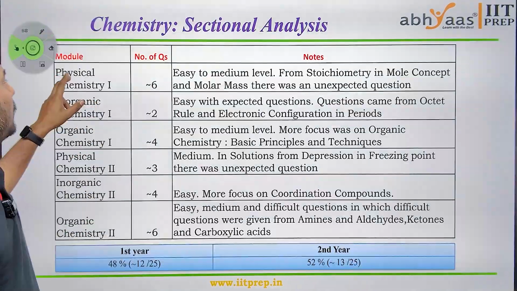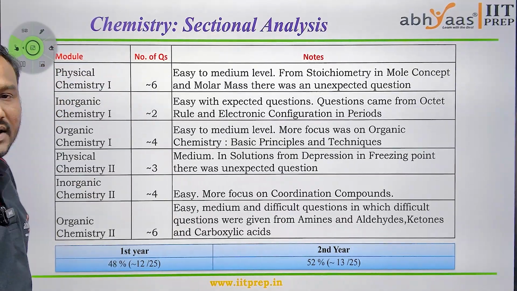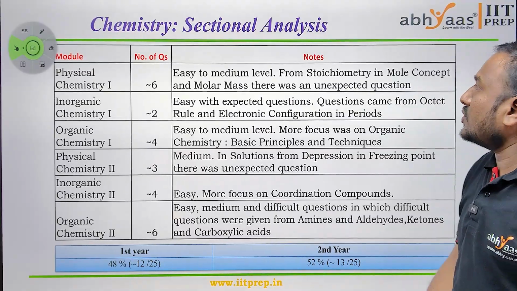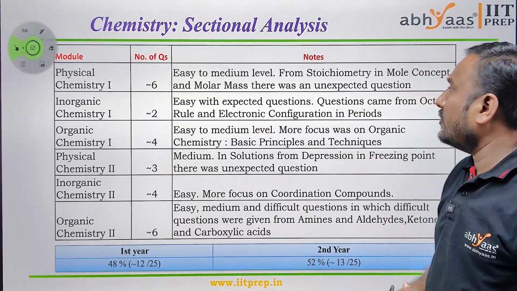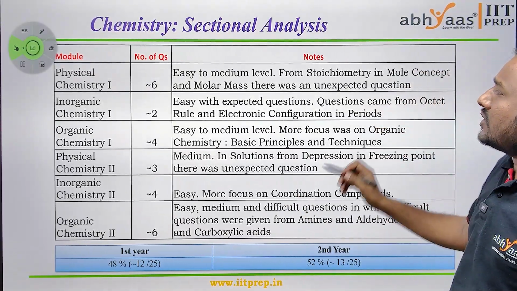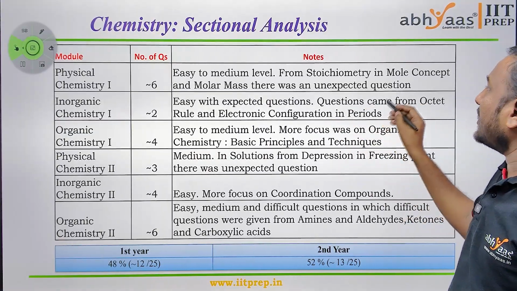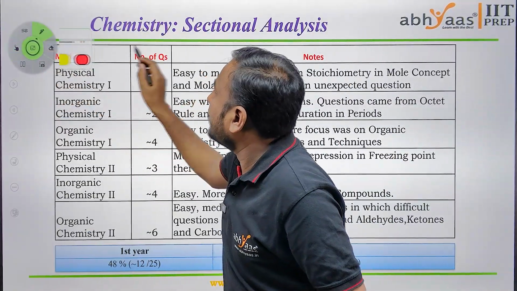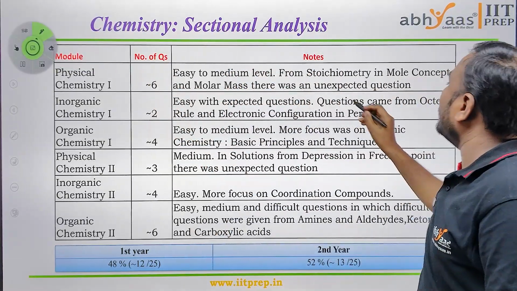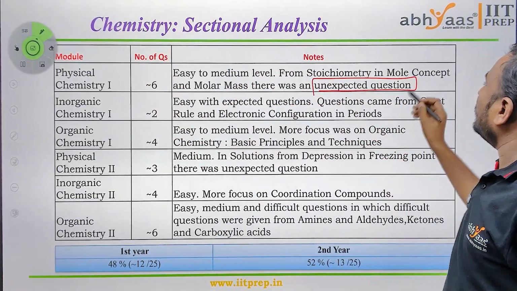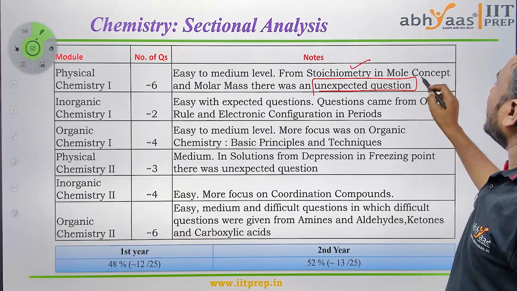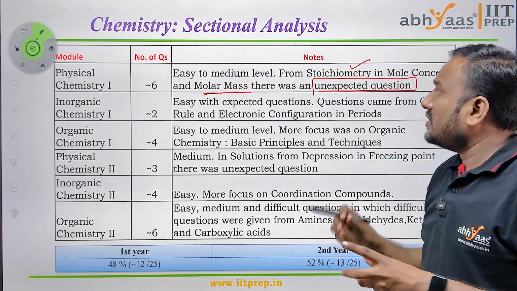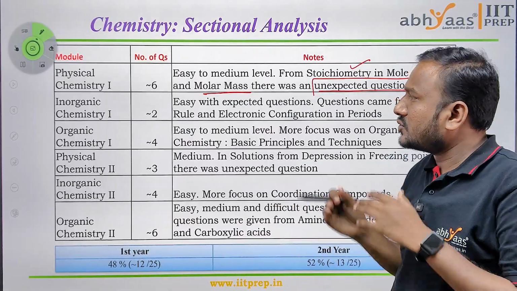Okay, now when you observe the chemistry analysis, in physical chemistry we have seen 6 questions. Those are easy to medium level only, and in stoichiometry, mole concept and molar mass, there was an unexpected question, which is a little bit difficult for the students.